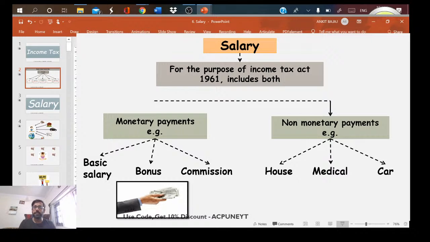Sir, what are non-monetary benefit payments? Non-monetary benefits mean if you are getting a house from your employer, any medical facilities, a car or any other non-monetary benefit from your employer, that will be taxable under the head salary. So it includes both monetary and non-monetary payments.